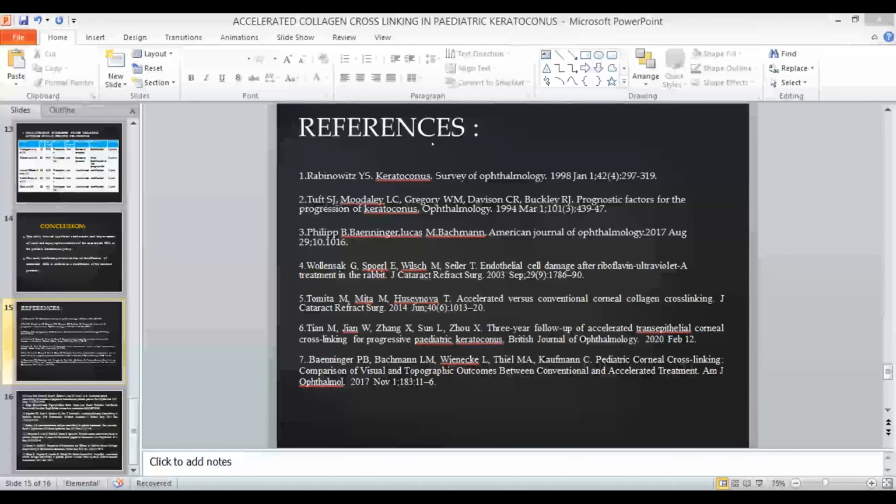How long was the follow-up? 2 years, sir. Okay, so in 2 years there were no changes, nothing worse? No, sir, no recurrence. And all of the cases underwent accelerated, none of them standard? No, sir. All of them underwent accelerated collagen cross-linking.